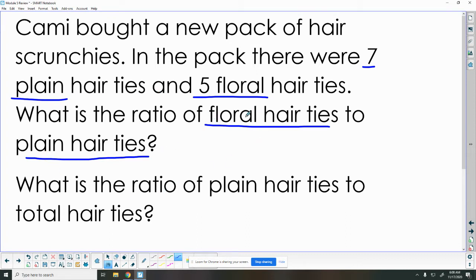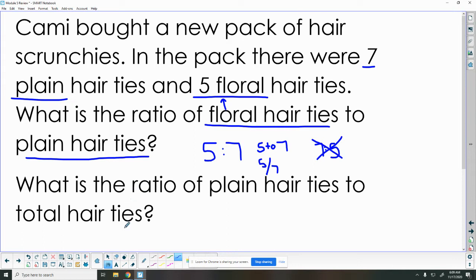So since it said floral first, I have to go match it up and find floral, which is 5. And it wants plain second, which is 7. If I wrote this 7 to 5, that is telling me a different problem. That's comparing plain to floral, and it asked for floral first to plain second. So make sure you follow and read along and really pay attention to what the question is asking you. You could have also said that it was 5 to 7 or 5 over 7. So 3 different ways to write that same problem.